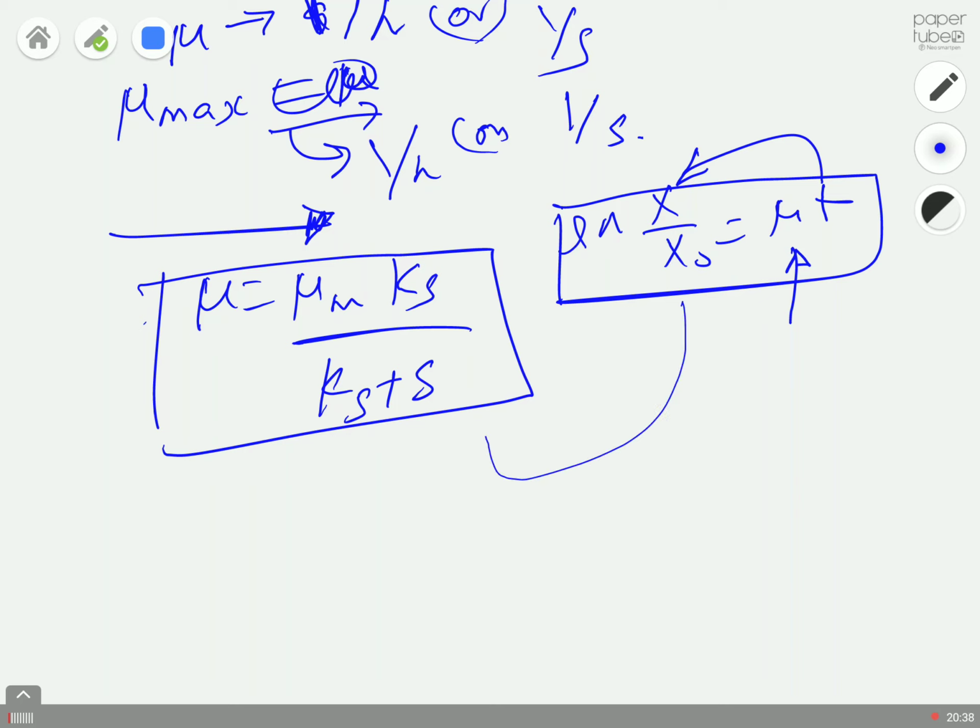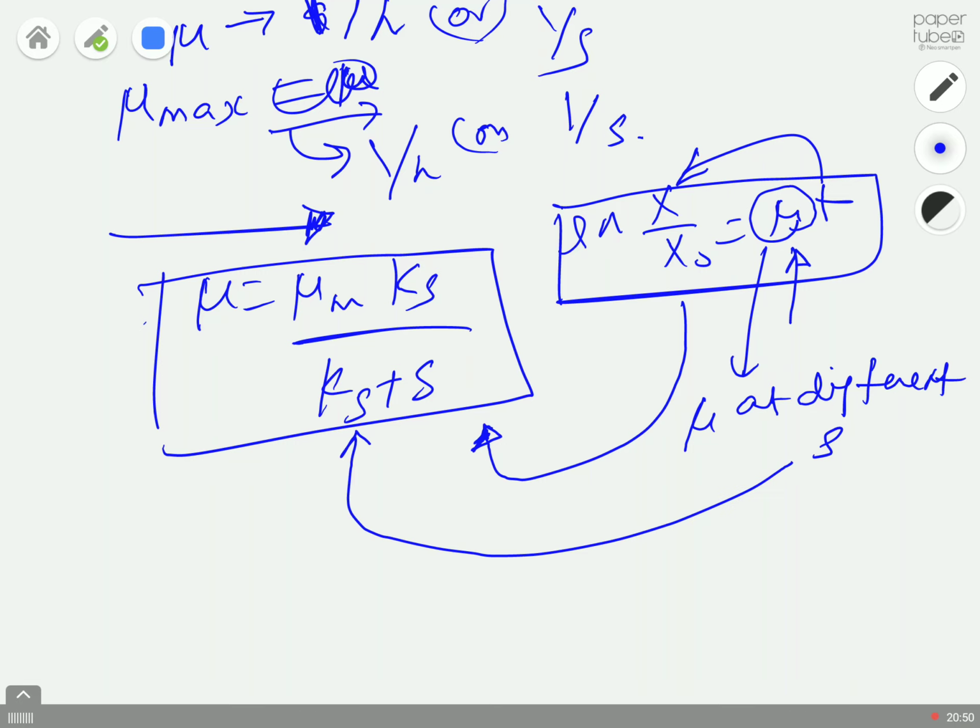But if you look at this expression, you can get mu at different substrate concentration, and then you can correlate them. So which means this equation is really helpful if you are performing a lot of experiments, and especially if you want to study the effect of your initial substrate concentration on the specific growth rate, then this equation becomes very handy. So I'm going to solve one problem, and oh sorry, there is one more limiting condition of this equation.